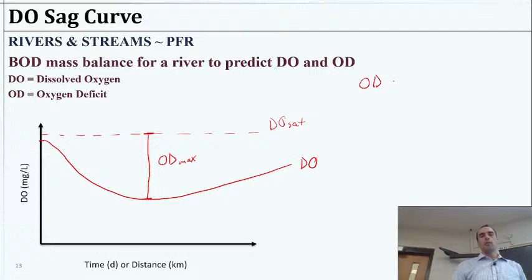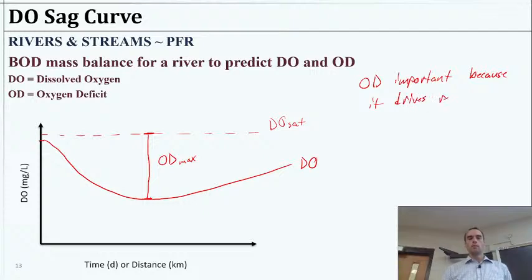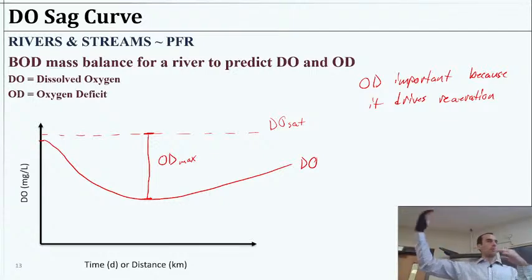So OD is important essentially because that's the gradient that drives oxygen to enter back into the water. So we'll say because it drives re-aeration. If we have water that would normally be saturated at 10 milligrams per liter, and it has 2 milligrams per liter, that gradient, that differential, acts thermodynamically as a kind of force to push oxygen back in the water.